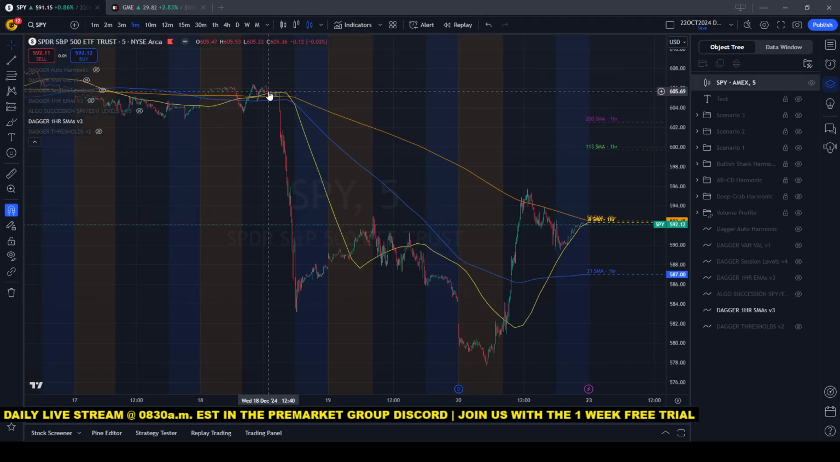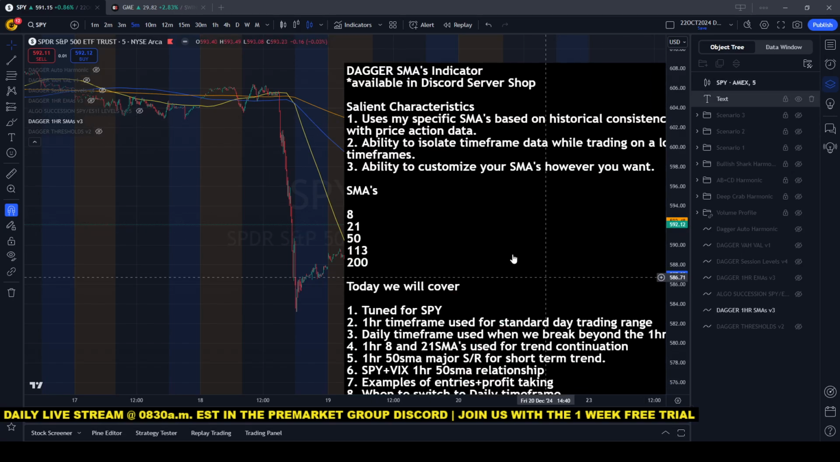That's the next general target, being that we're trading above the trend continuation SMAs, being the 8 and the 21 down here. So we're not going to continue the trend. We're going to go to one of my target SMAs, the 50, 113, or the 200. Okay, moving on.